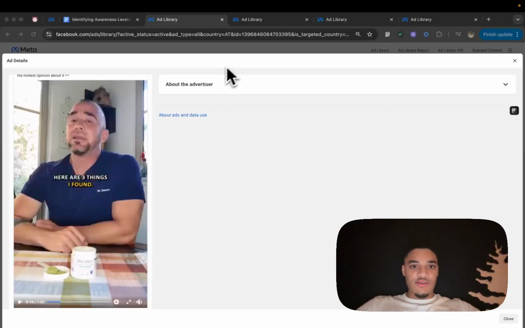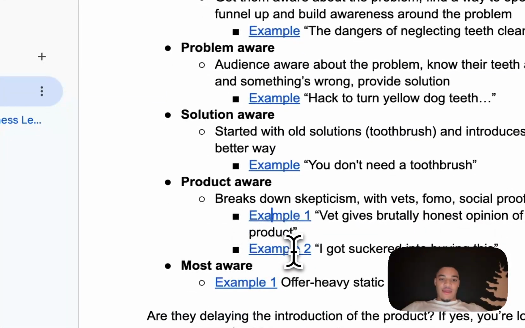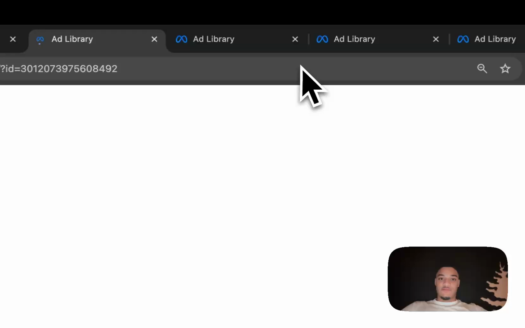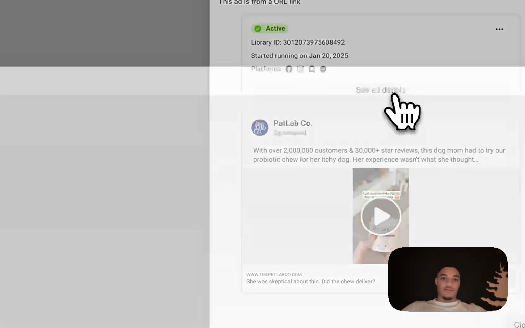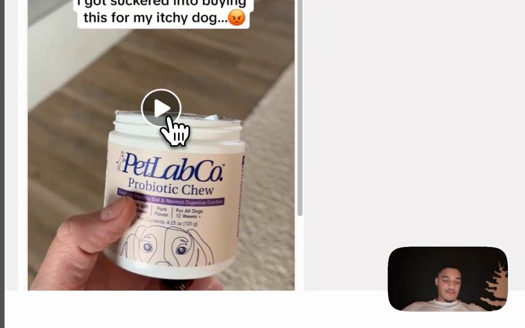So that's something we always try to do, really crack that top of the funnel, because naturally, people will get down to the lower levels of the funnel, and then it's going to get easier to convert them. So this is an example of a product aware ad. And another really good example of speaking to the product aware level is this one.